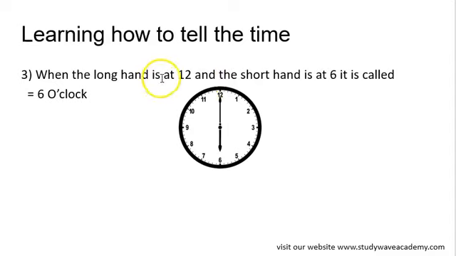When the long hand is at 12 and the short hand is at 6, it is called what? 6 o'clock. Correct.